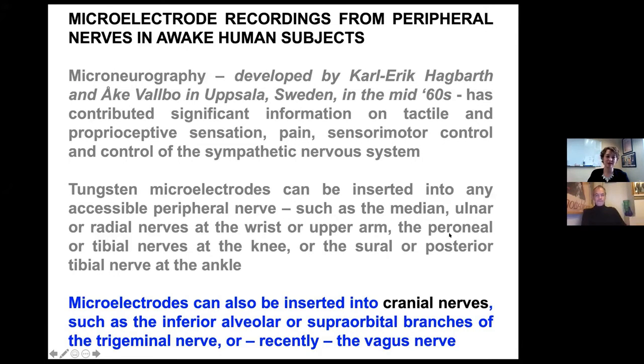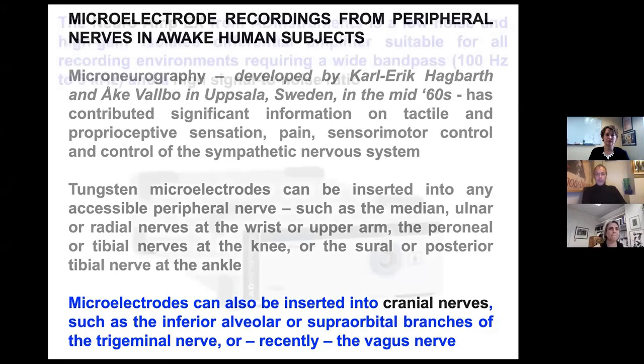Great, okay. Sorry, as I was saying, we can also make recordings from cranial nerves, such as the inferior alveolar or supraorbital branches of the trigeminal nerve, recently the vagus nerve. I won't be talking about that.